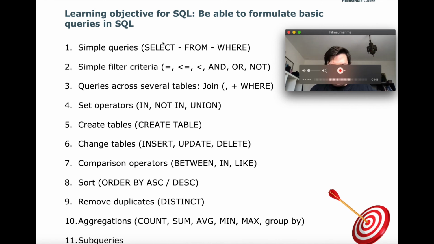We've seen how to create a table and also how to delete the table, how to change tables using insert, update, and delete commands. We have looked at comparison operators between, in, like. We've seen how to sort tables, order by, ascending, descending. We've seen how to remove duplicates using distinct. We have covered aggregations, count, sum, average, minimum, maximum, group by, and subqueries.